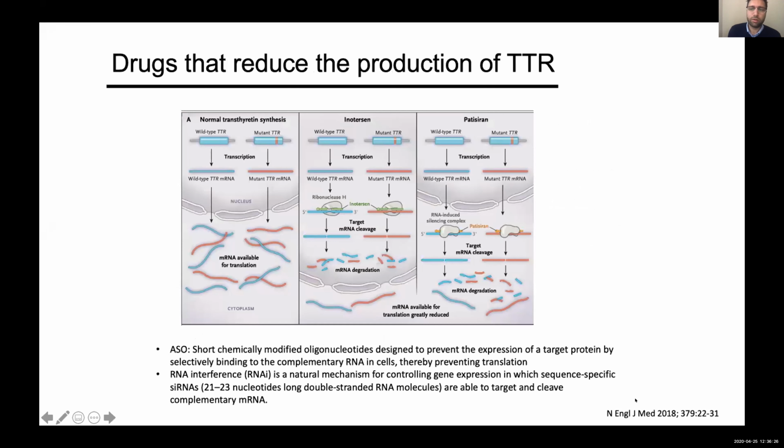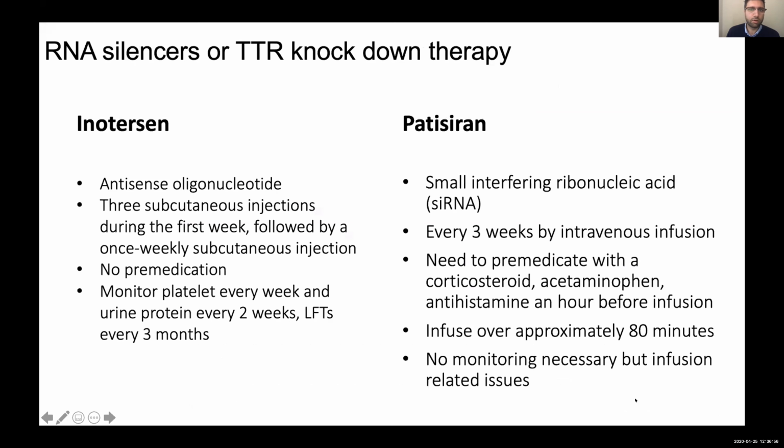The two new treatments that became available in the last couple of years are inotersen and patisiran, and these drugs interfere with the production of the TTR protein. Some of you may know the DNA is read into an RNA, and then the RNA is translated into a protein. These drugs interfere with the RNA itself, and this way you have a dramatic reduction in the production of the TTR protein.